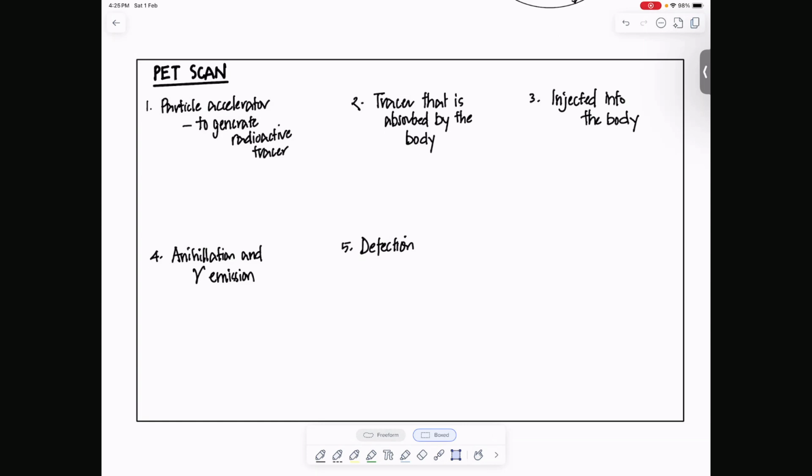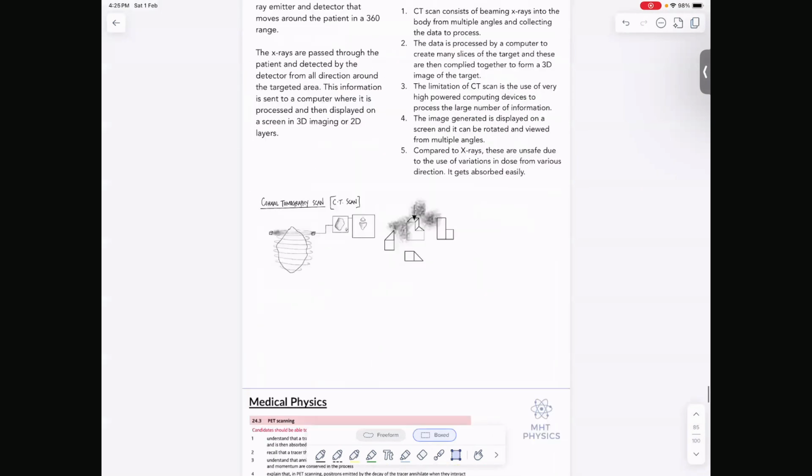Right, so let's start with the particle accelerator. What does the particle accelerator do and why do we need it? It's part of the requirement. Let me show you where the requirement is.